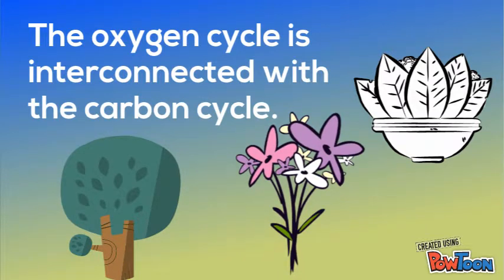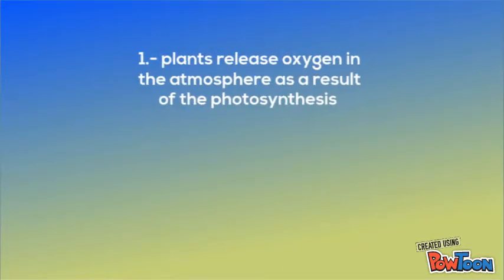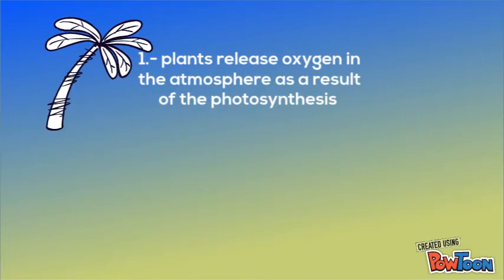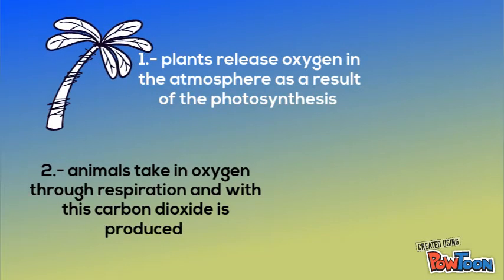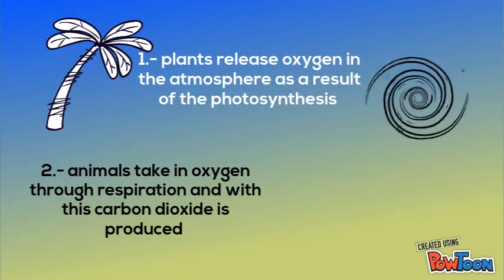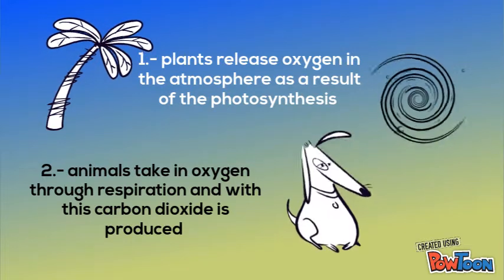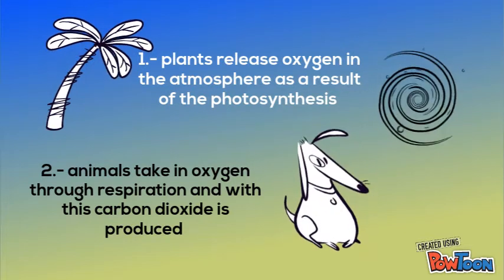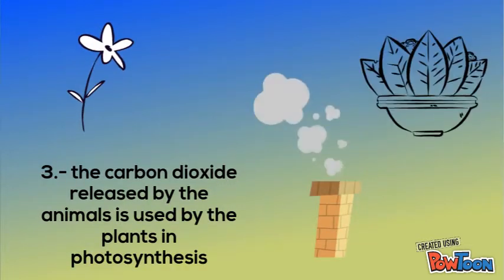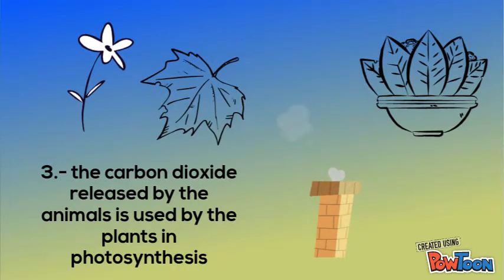First, the plants release oxygen in the atmosphere as a result of photosynthesis. Then the animals take in oxygen through respiration, and with this, carbon dioxide is produced. The carbon dioxide produced by the animals is used by the plants in photosynthesis, and then the cycle is created.